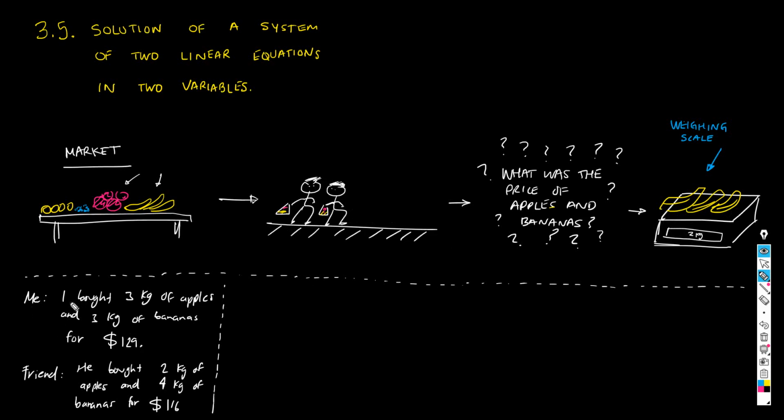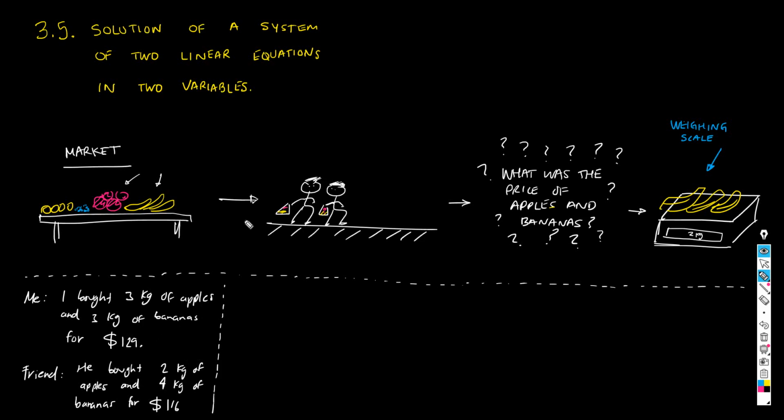My conclusion is that I bought 3 kilograms of apples and 3 kilograms of bananas for 129 pesos. And my friend comes to the conclusion that he bought 2 kilograms of apples and 4 kilograms of bananas for 116 pesos. And that's all we know. By using the scale, we could measure these weights, and we just remember how much we spent when buying fruit. Now the question is this, guys. With all of this information, can we know the price per kilogram of apples and bananas?